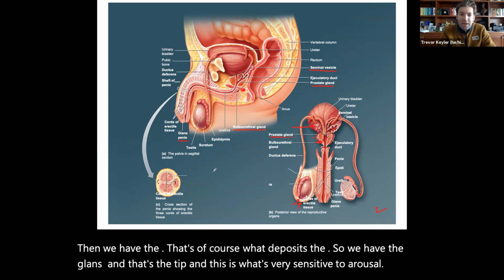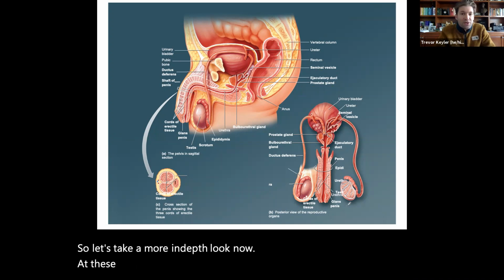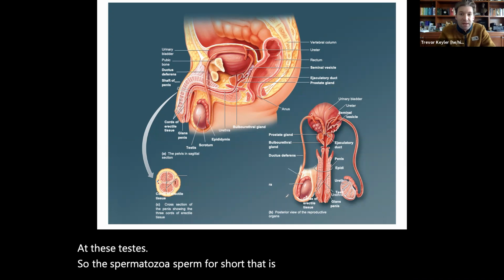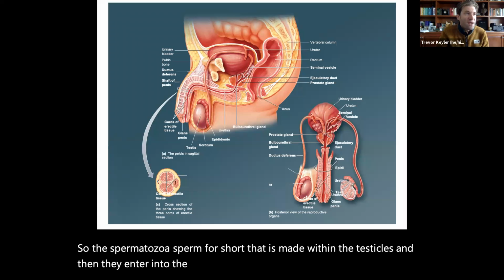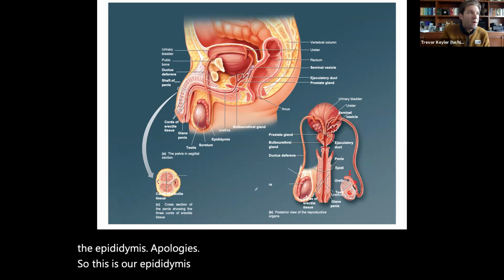So let's take a more in-depth look now at these testes. The spermatozoa, the sperm for short, are made within the testicles. And then they enter into the male reproductive tract. So we're making sperm in here, and then it enters this tract here. The tract is made up of the epididymis. Apologies, I don't know what happened to my slides, something I deleted, but this is our epididymis right here.